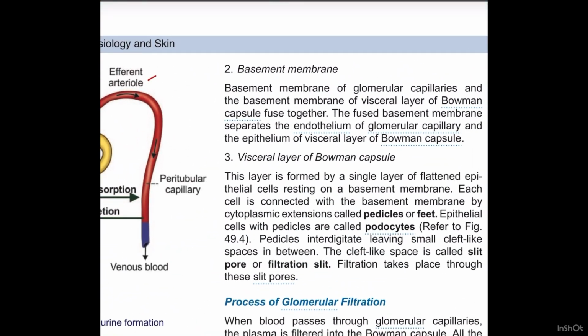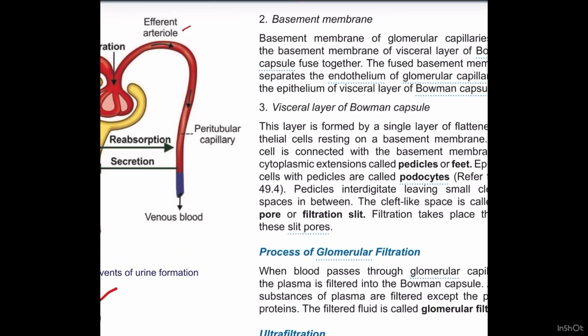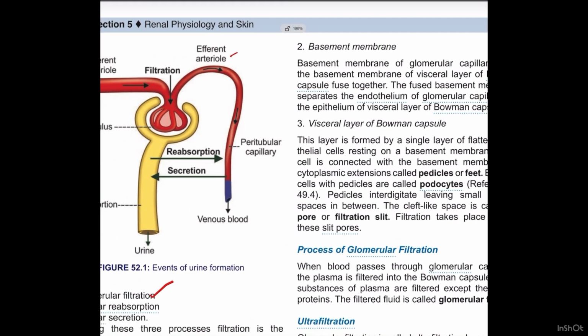And when it comes to the basement membrane, the basement membrane of the glomerular capillaries is attached to the Bowman's capsule as well as the blood capillaries. Okay, and this fused basement membrane separates the endothelium of the glomerular capillary and the epithelium of the visceral layer of the Bowman's capsule. Right, now the visceral layer of the Bowman's capsule.